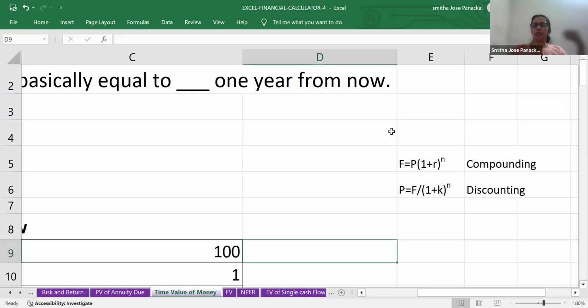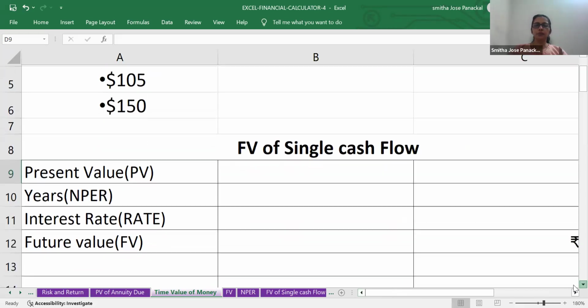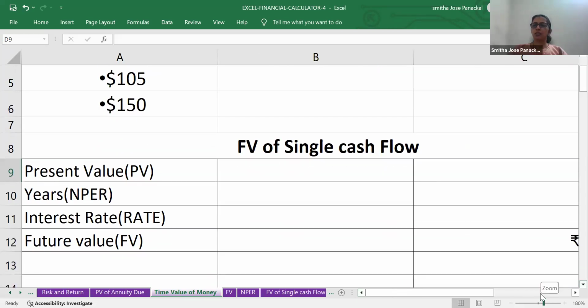Here in this example, can you distribute the values here? F you want to find out, right? If you invest 100, P is 100, R is 5%, and N is 1 year. If you want to do it manually, you can apply this formula, or I'll show you the Excel function also. Yeah, please see this.